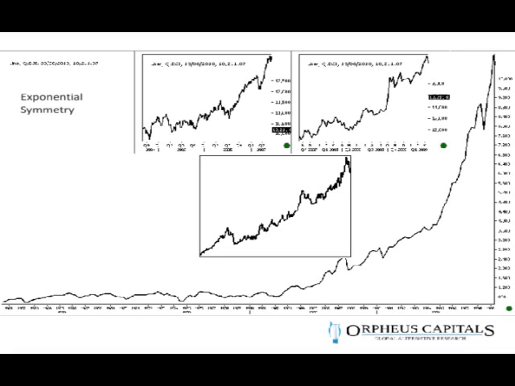So exponentiality, putting it simply, is that the market makes 80% of the move in 20% of the time. In 20 years the market moved 10% or 15%, and in the next 20 years the market moved 80%.